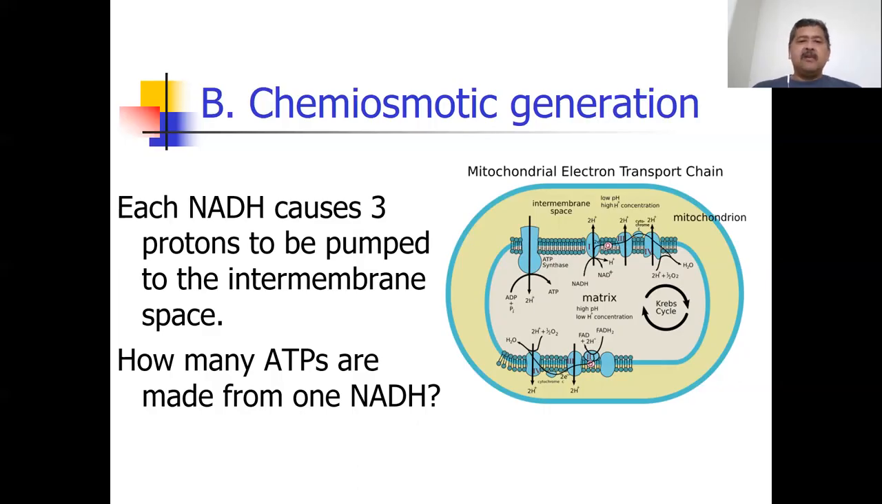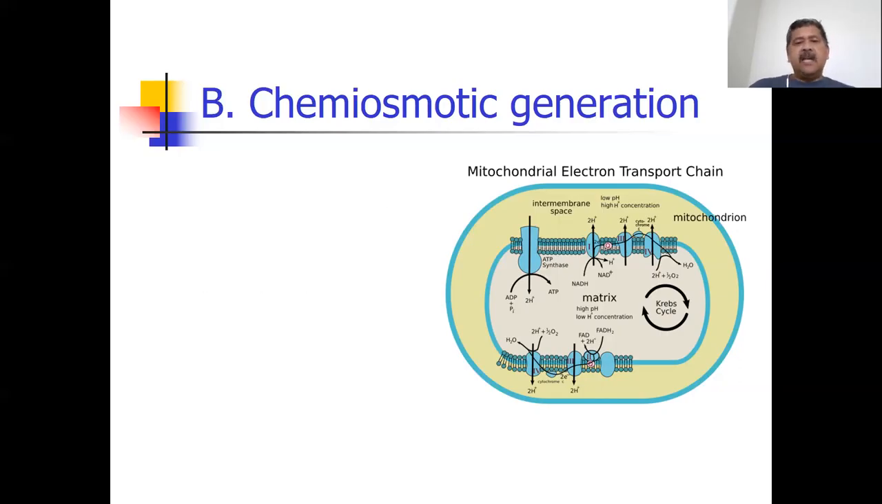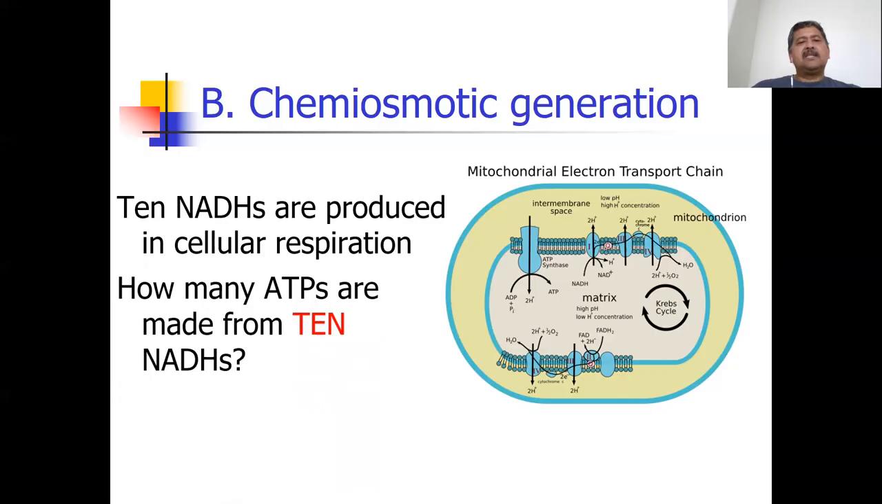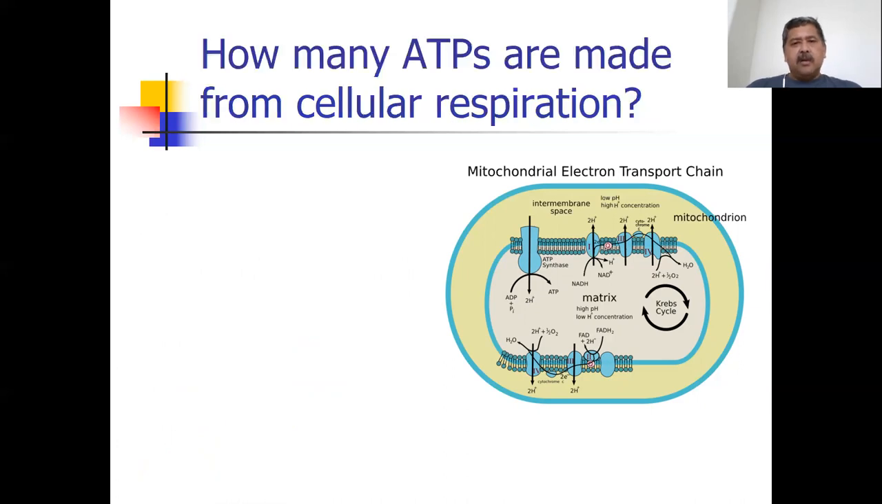Well, if 3 protons go through and there's 1 ATP per proton, that's going to result in 3 ATPs for each of the NADHs. Remember, the NADH is a high energy electron acceptor. But there's not just 1 NADH. There's going to be 10 NADHs in cellular respiration. So if we have 10 NADHs and we have 3 ATPs made for each NADH, guess what? That's going to be 30 ATPs. So that's much more efficient than the substrate level phosphorylation that we saw just a moment ago.